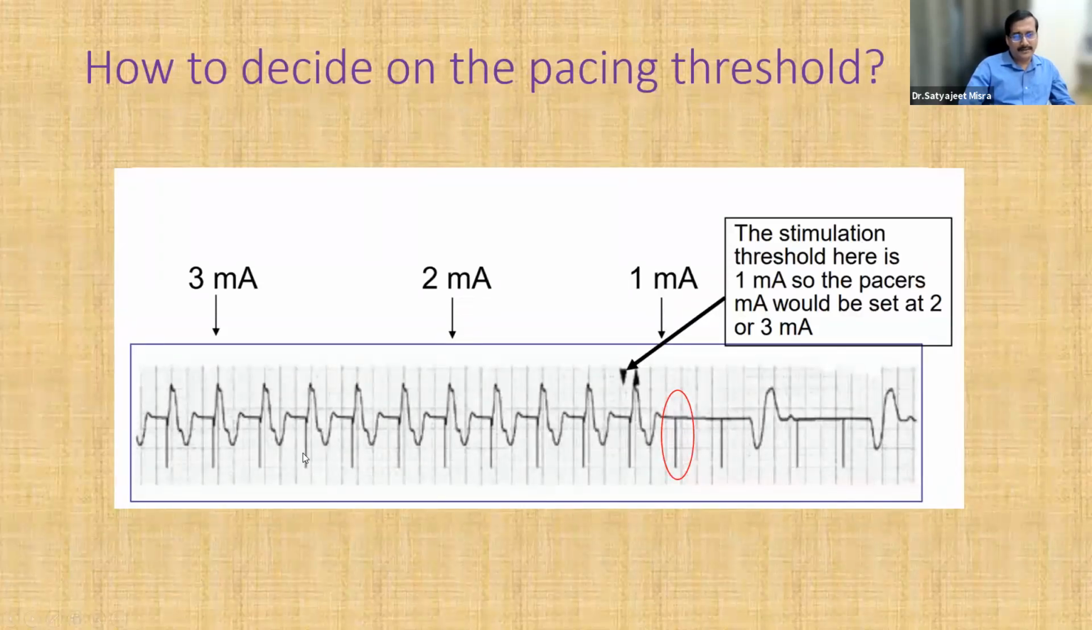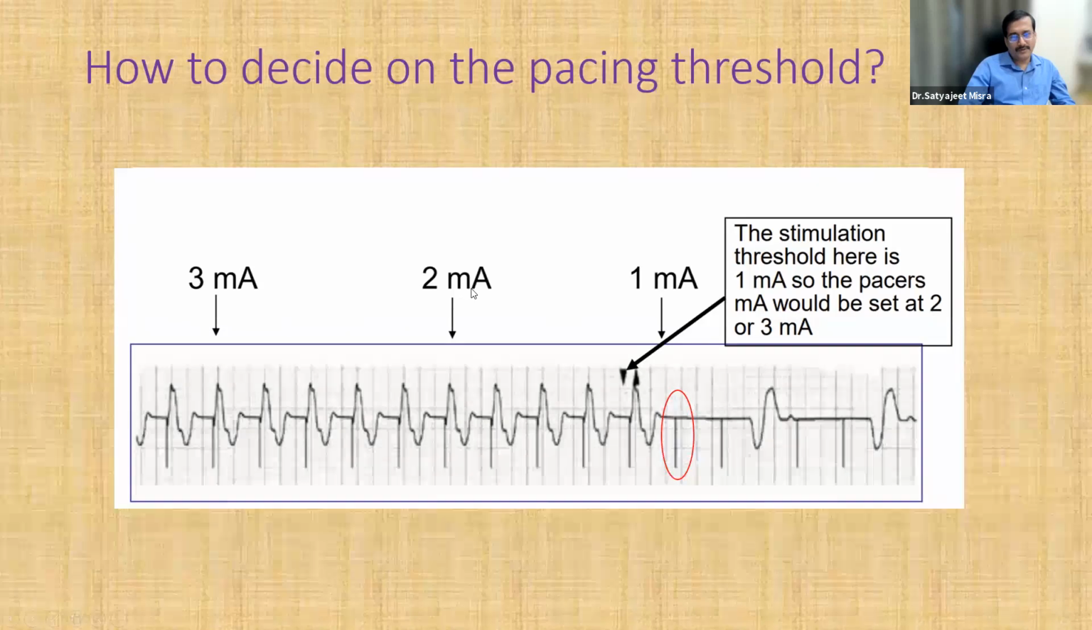So let's say, look at this strip. Here, each of these is a paced beat. You have this pacing spike followed by a QRS complex, a pacing spike followed by a QRS complex, and that happens for all the beats. So you start off with a situation where you have paced beats, and you see what is the current which is there for that. Say, for example, this is for the ventricles. So we are setting the ventricular output. At this, it reads 3 milliamperes.